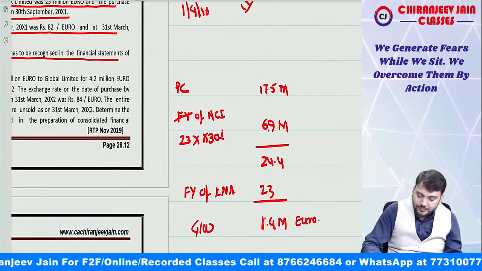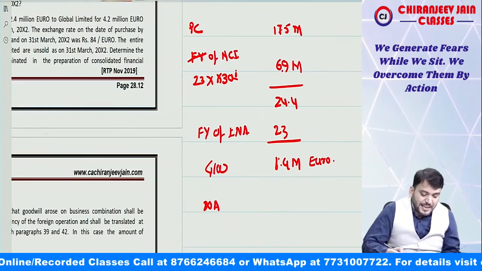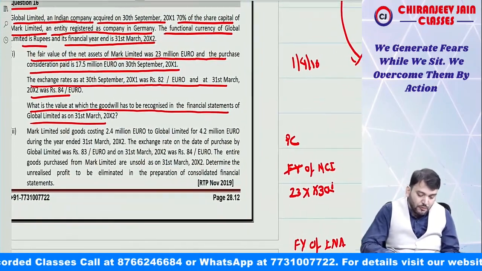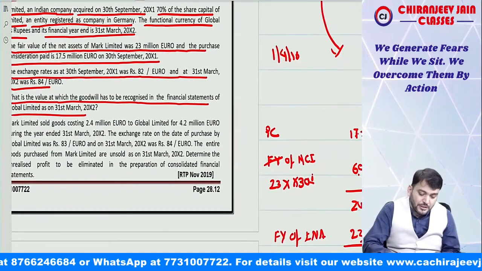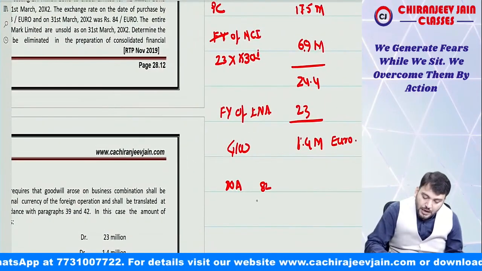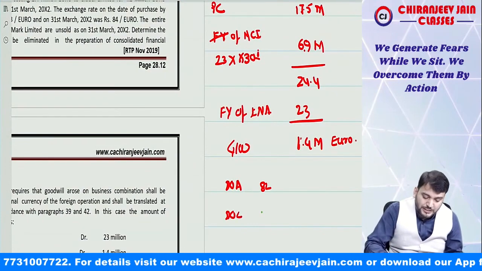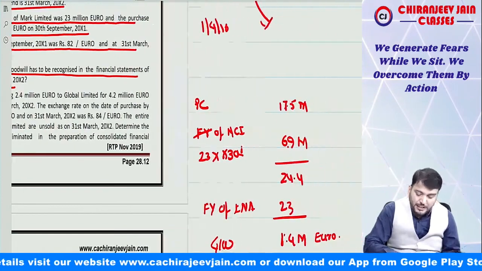Are you able to understand? Yes, sir. So on the date of acquisition, what was the exchange rate? The exchange rate on 30th September was 1 euro equals 82 rupees, and on the date of consolidation, meaning the reporting date, it became 84.